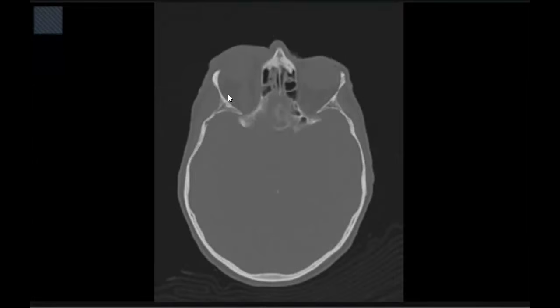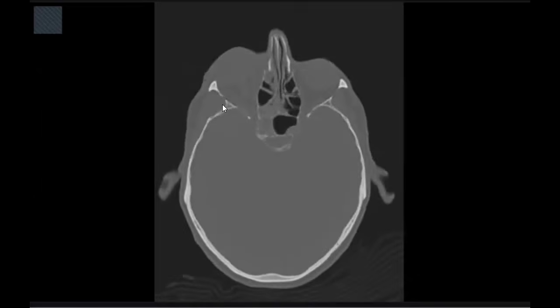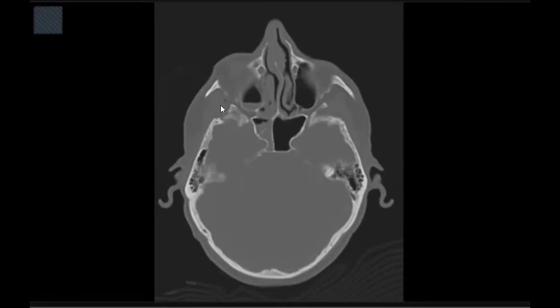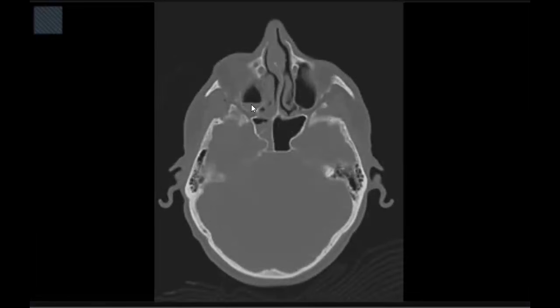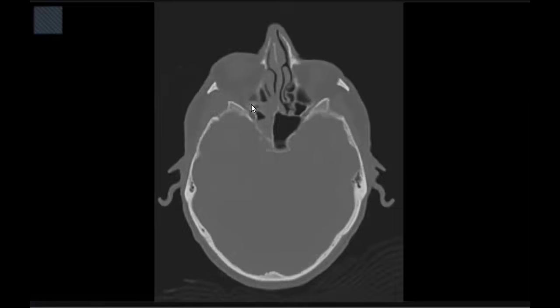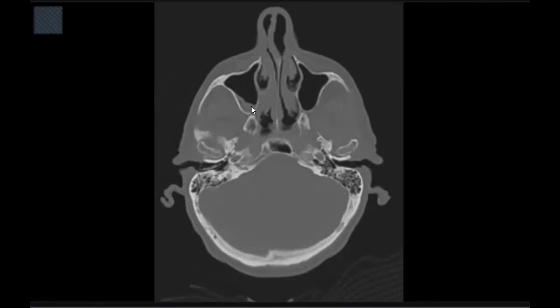This is a fracture in the lateral orbital wall, right side, very good, associated with air foci and also opacification in the right maxillary sinus. What about the right orbit itself?